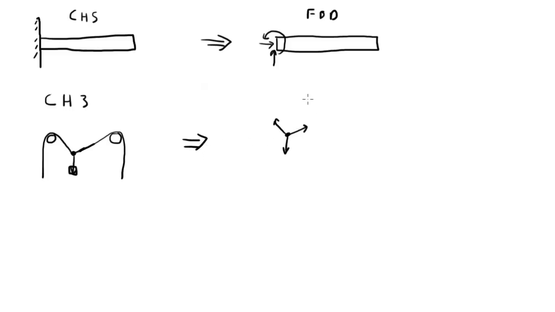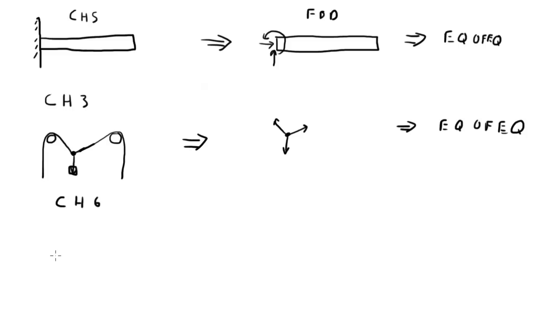So here's our free body diagram from Chapter 5. Here's our free body diagram from Chapter 3. And the next step in both cases was to write equations of equilibrium. So in both cases, we went to equations of equilibrium. So in Chapter 6, we're going to deal with systems that are a little more complicated.